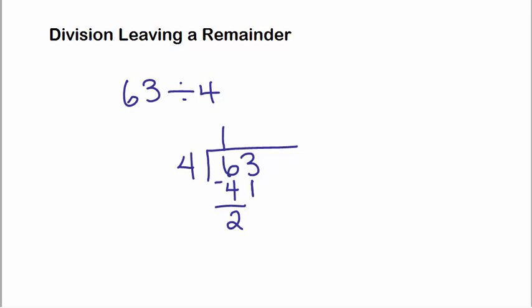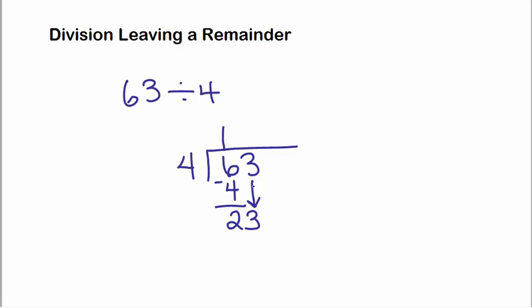Now we're going to bring down with an arrow, that's really important, to bring down our 3, and we now have 23. So our question now is how many groups of 4 can we make out of the 23? This is where knowing your times tables is really critical because we can tell that 5 groups of 4 will be 20, and we don't have enough to make 6 groups of 4 because that would require 24.